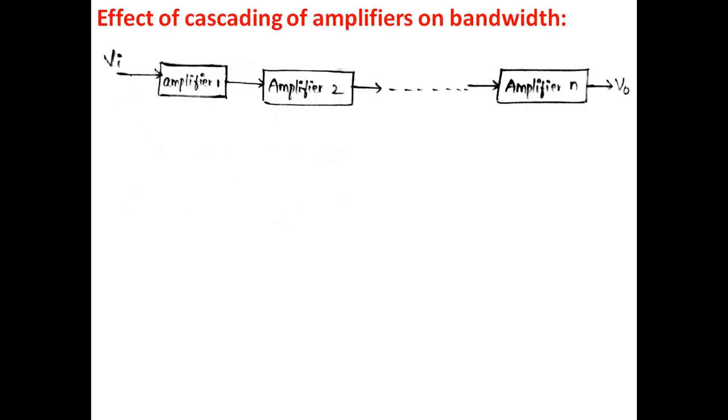This is the basic block diagram we have. We have n number of amplifier stages. You apply the input Vi to stage 1, and at stage n you take the output. Then we need to look at what will happen to the bandwidth, whether the bandwidth is going to increase or decrease as the number of stages increases. We will even analyze what will happen to the upper cutoff frequency as well as the lower cutoff frequency. Let us proceed.